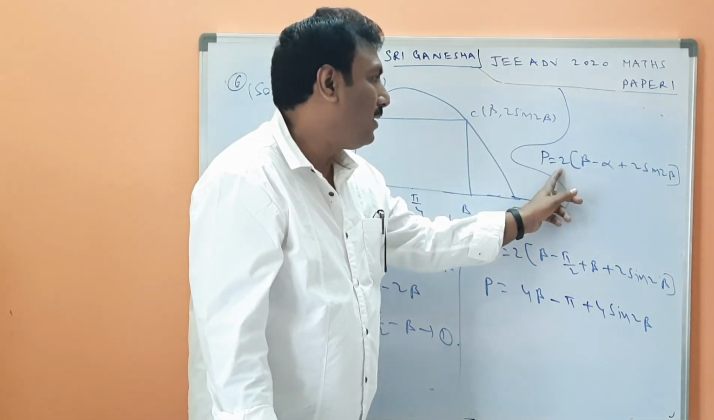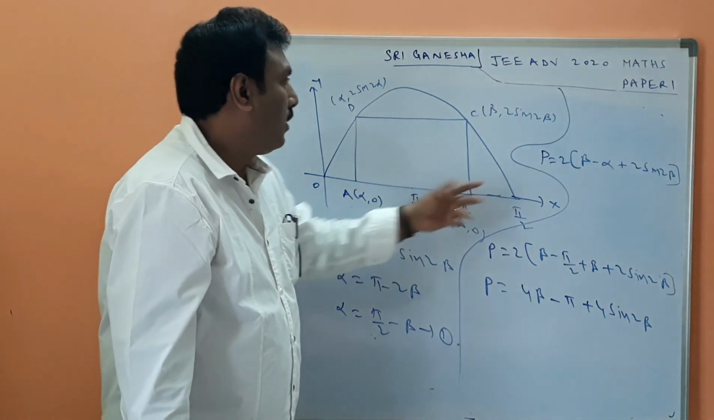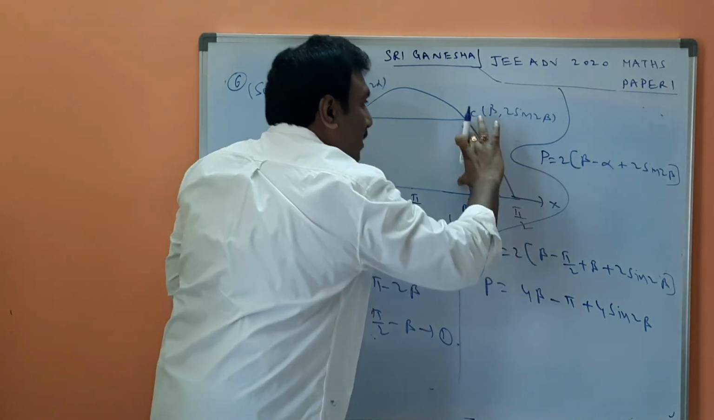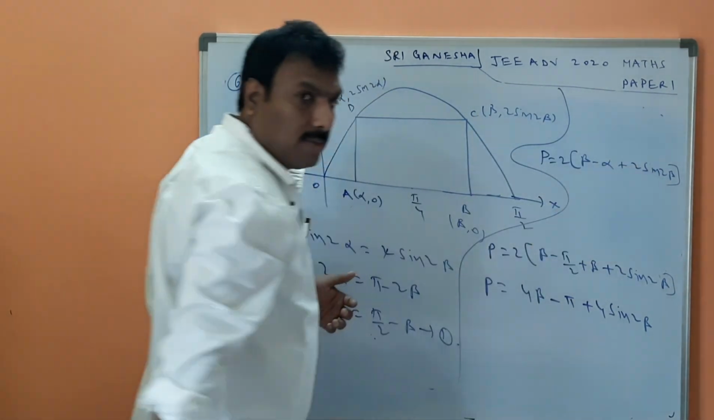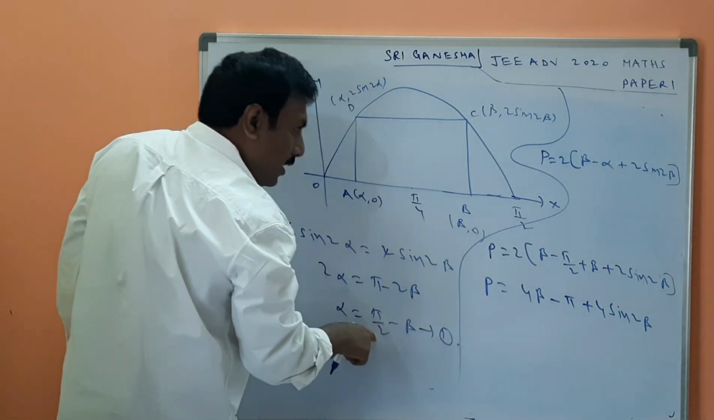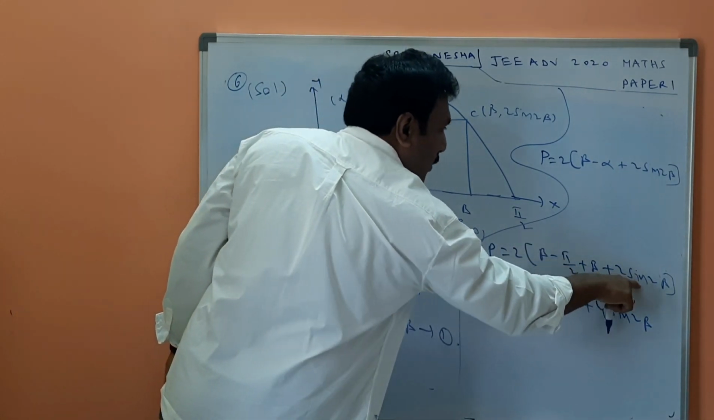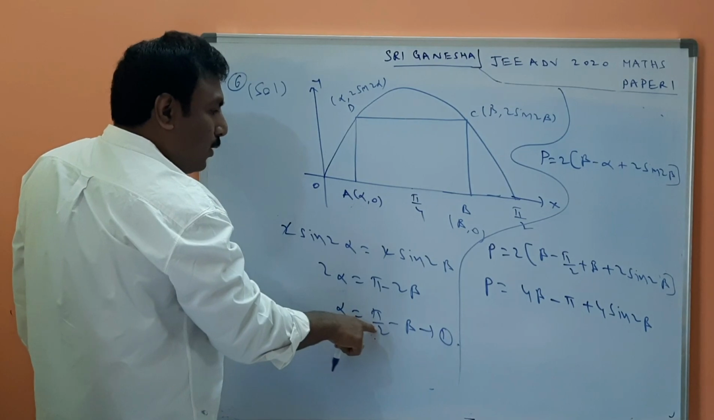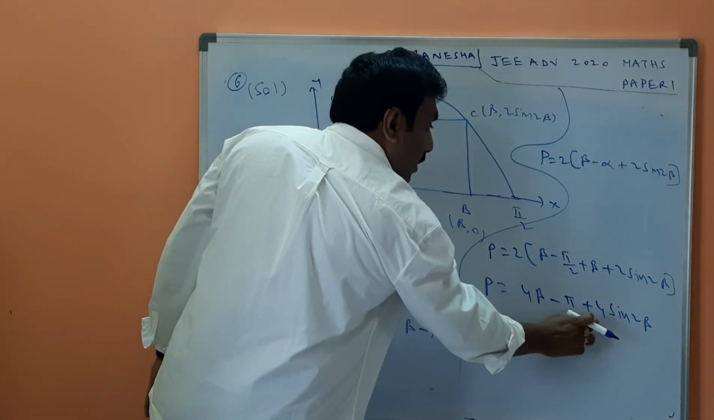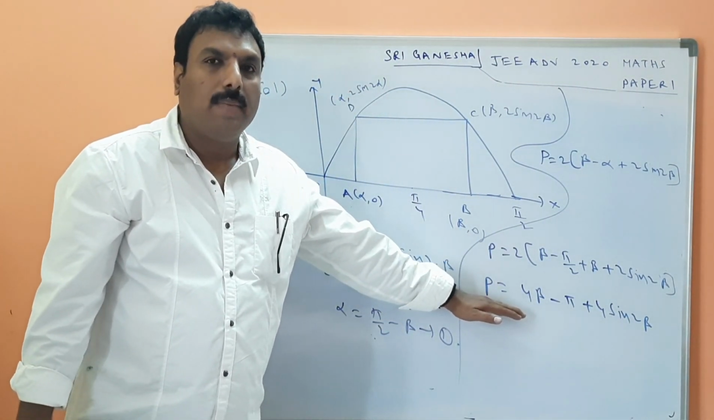Now perimeter of the rectangle is equal to 2 into (L plus B). So 2 into, what is the length here, AB, beta minus alpha, plus breadth, which is 2 sin 2 beta. Again, alpha is pi by 2 minus beta. So 2 into (beta minus pi by 2 plus beta plus 2 sin 2 beta). So we are getting finally P is equal to 4 beta minus pi plus 4 sin 2 beta. So differentiate this to get the maximum perimeter.